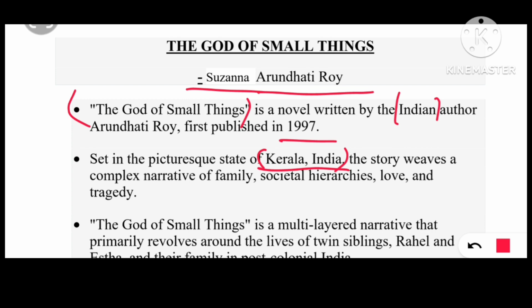Alright, so when people come from another country, what happens? They share their culture. Alright, so how Indian culture is being affected, that also we will see in this novel.